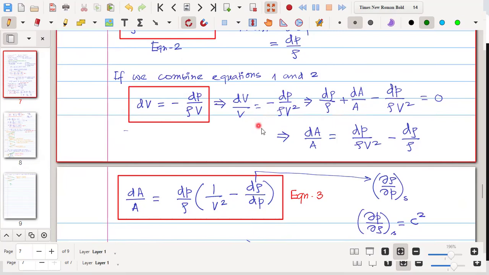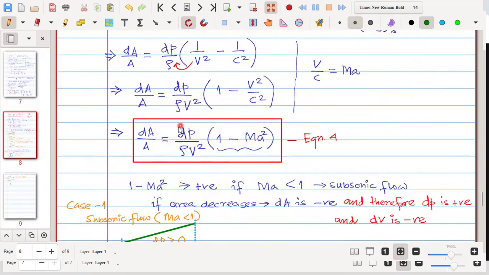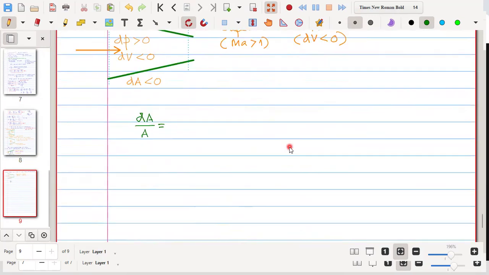From this, dP by rho v square is equal to minus dV by V. So here I will replace minus dV by V and 1 minus M square. So therefore, it will be minus dV by V, 1 minus M square.